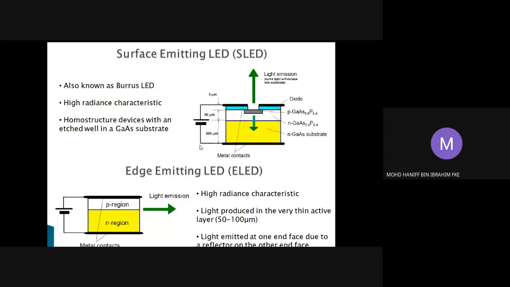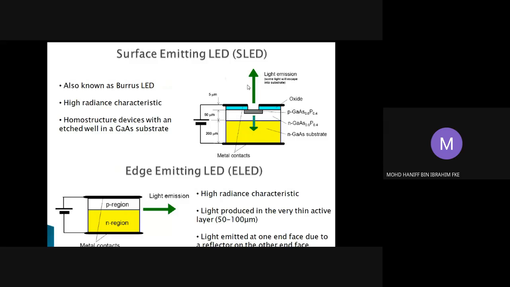The surface emitting LED is also known as a Burrus LED, maybe named after the scientist who developed this type of LED, Mr. Burrus, I think. The surface emitting LED has high radiance characteristics as compared to the other types of LED. This is an example of the surface emitting LED, a homostructure device with an etched well in the gallium arsenide substrate.